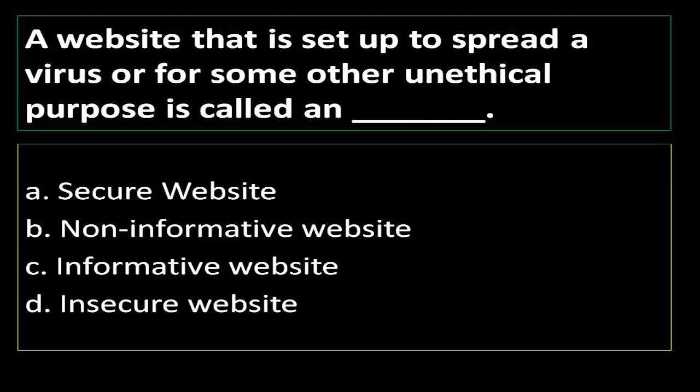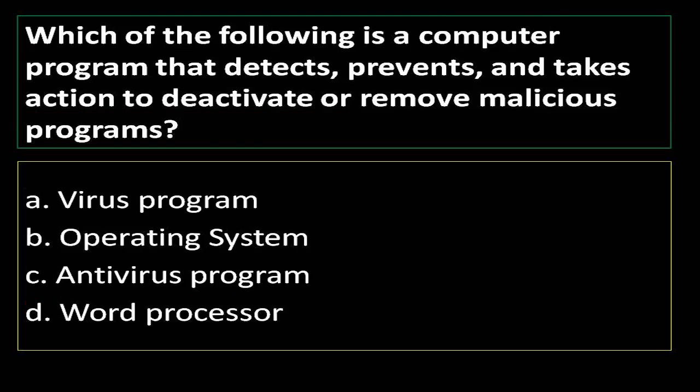A website that is set up to spread a virus or for some other unethical purpose is called an dash. Option A, secure website. Option B, non-informative website. Option C, informative website. Option D, insecure website. And the right answer is option D, insecure website.